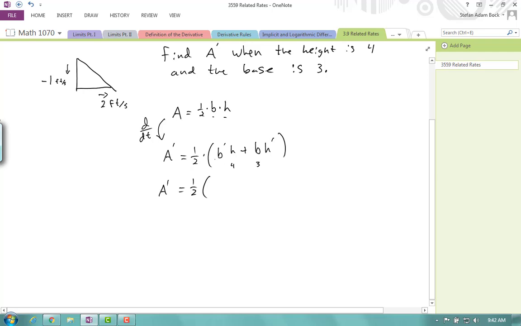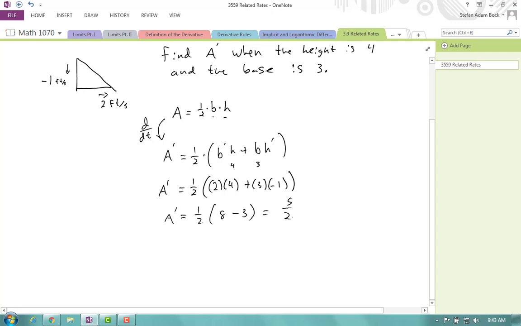But the B prime here, that's the rate of change of the base, and the base is increasing at 2 feet per second. So this is going to be 2 times 4 plus 3 times the rate of change of height. It's shrinking by 1 foot per second, so I'm calling it -1 feet per second because it's changing in a negative manner. So the rate of change of my area is in fact 1/2 of 8 minus 3, or 5/2.